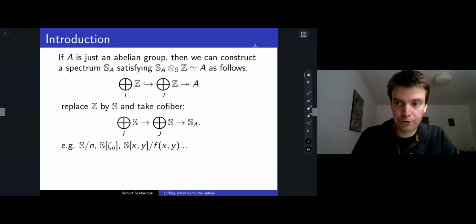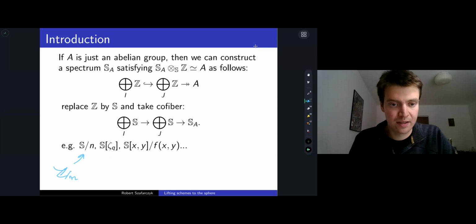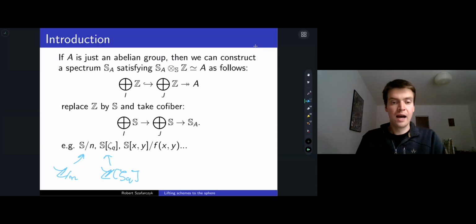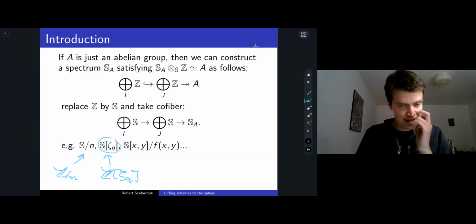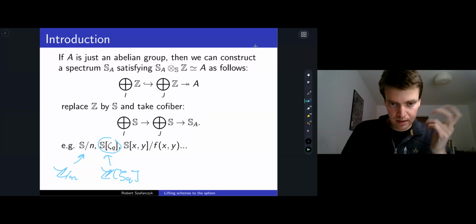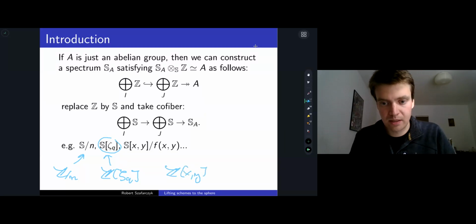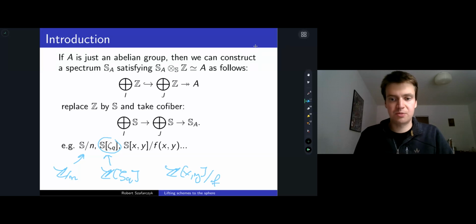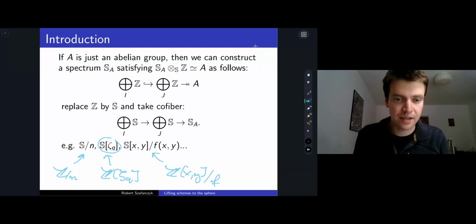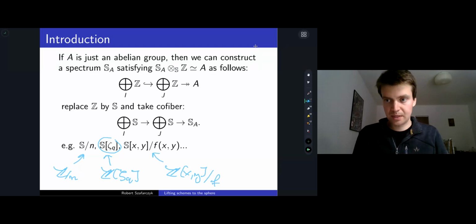So for example, if our abelian group is Z mod n, then our lift will be S mod n. If our abelian group is Z adjoin a root of unity, then I will call the spectrum S adjoin a root of unity. And then we can also take some polynomial algebra and quotient it by some relation, and I can also do it here.